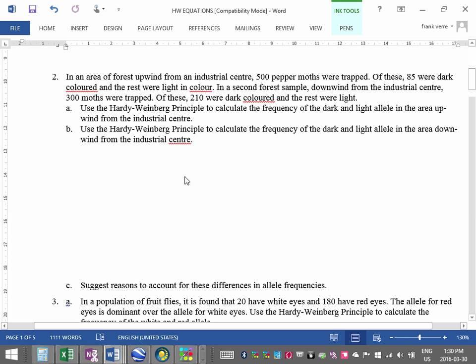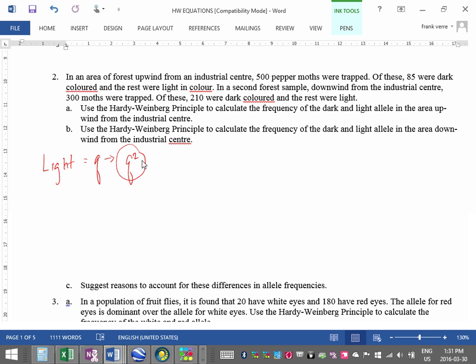Now, this question is very similar. This one we talked about. This is the peppered moth, the one on the tree. So in this case, light is recessive. So the light allele is Q. If you're going to be a light-colored moth, you need 2 recessive alleles. So Q squared is the light phenotype. The dark allele is the P allele. You only need 1 copy.